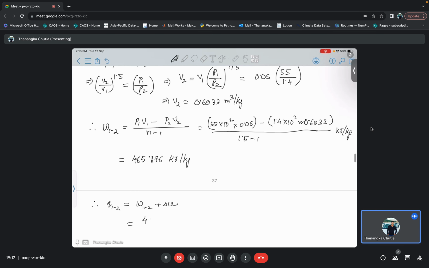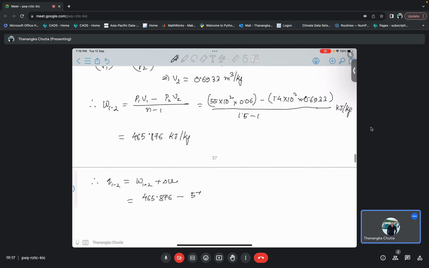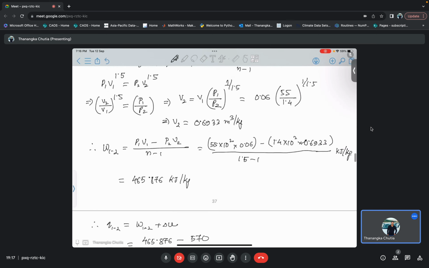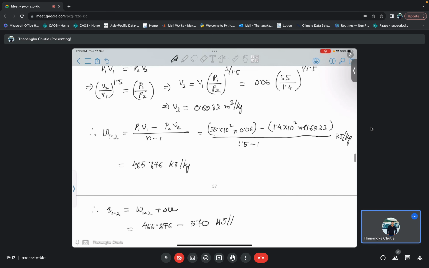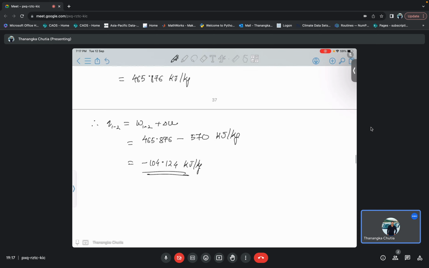So this is 465.876 minus 570 kilojoule per kg. Okay, 570 minus 465.876, so that is minus 104.124 kilojoule per kg. Okay, so this is the change, that is the heat transfer.